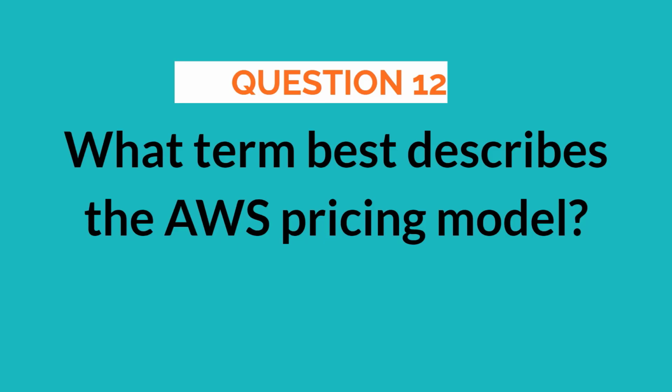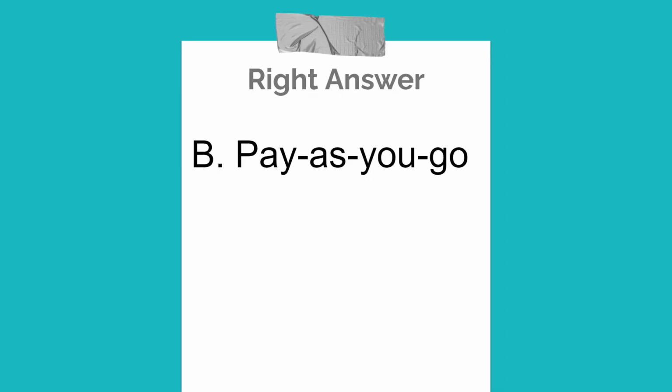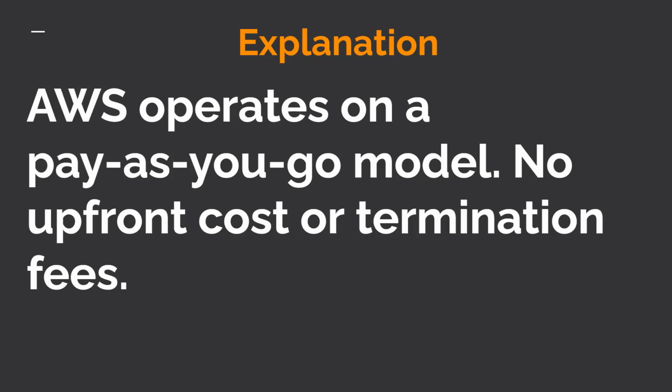Question 12. What term best describes the AWS pricing model? Option A. Pay all upfront, B. Pay as you go, C. Pay all at end, D. None of the above. Right answer is B. Pay as you go. Explanation. AWS operates on a pay-as-you-go model. No upfront cost or termination fees.